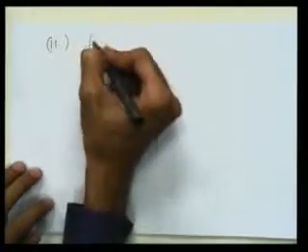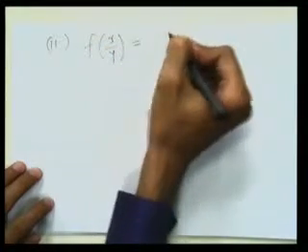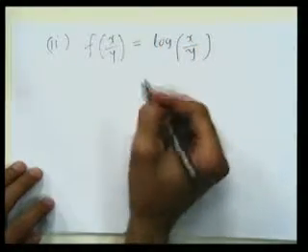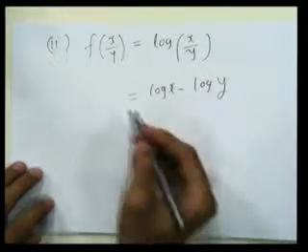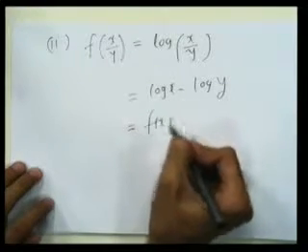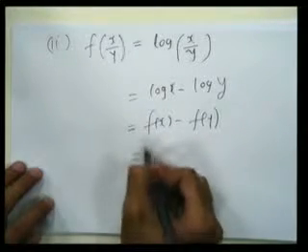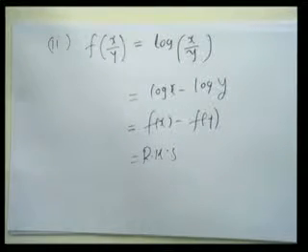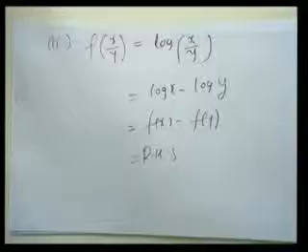Okay, so this is the first one, and in the same way for the second one, f of x is equal to log x, so f of x upon y is equal to log x upon y, which is equal to log x minus log y, which is equal to f of x minus f of y. This is our right hand side. So this kind of example is frequently asked in the GTU exams from the function side. Okay, so that's it for the function.